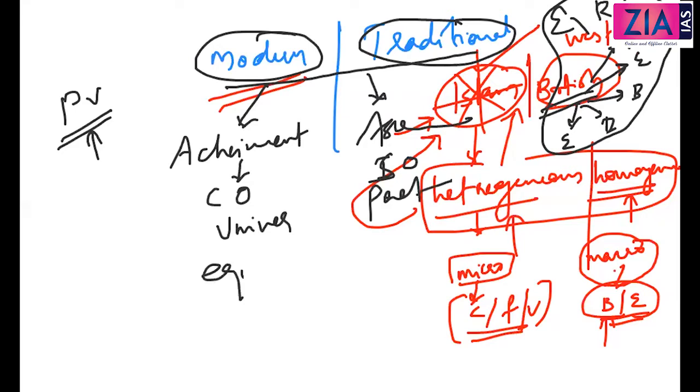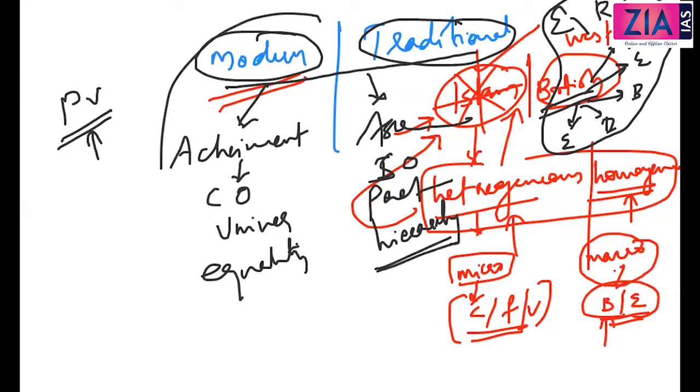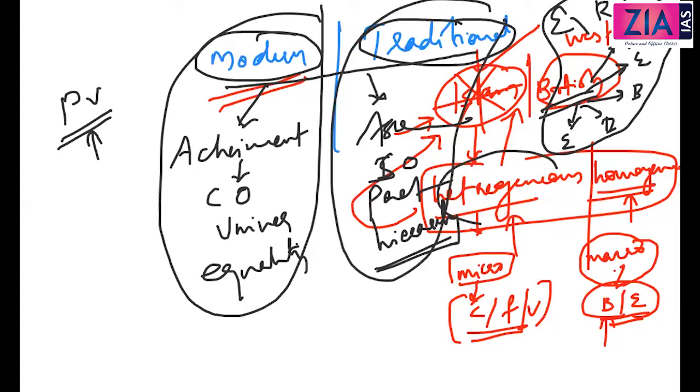Here you will see more of equality, and here you will see more of hierarchy, and this hierarchy is based on caste. Okay, so once you know these modern elements, what are the traditional elements, what do you mean by these heterogenetic factors, or the homogenetic factors, or the orthogenetic factors, and then at the micro level, macro level, and structural as well as cultural.